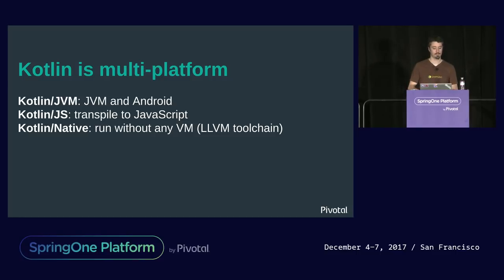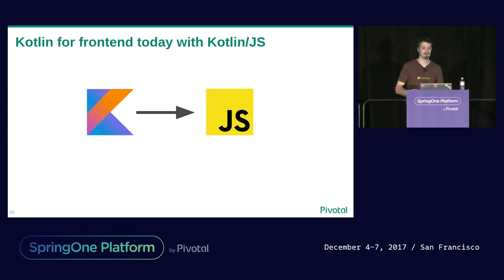Kotlin also supports compiling to JavaScript and native. Clearly, this is not at the same level as the JVM support, so that's still experimental from my point of view, especially the native support. But it's interesting to notice that Kotlin is not only for the JVM, and it is already possible today to write your front end with Kotlin JS.